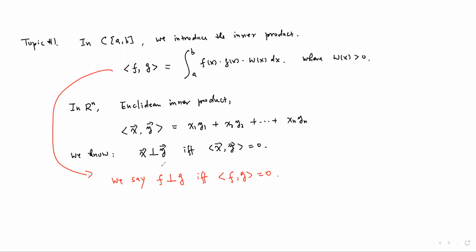Okay. Now, next, I present a process to construct orthogonal polynomials. We need orthogonal polynomials in order to have the roots in Gaussian quadrature.